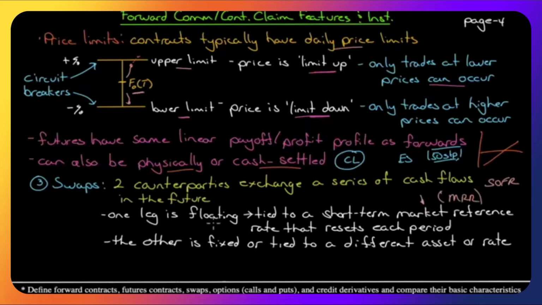The other leg is fixed, either a fixed rate or tied to a different asset or a different rate. So you can have a fixed for floating. You can have the rate tied to an equity index, so it would be called an equity swap. You can also have a floating for floating, which is not very common. The most common is one side is floating, one side is fixed.